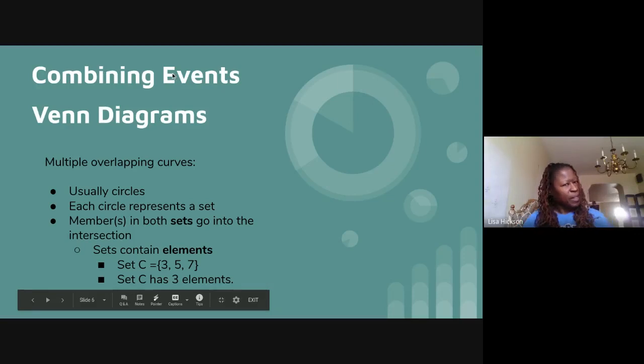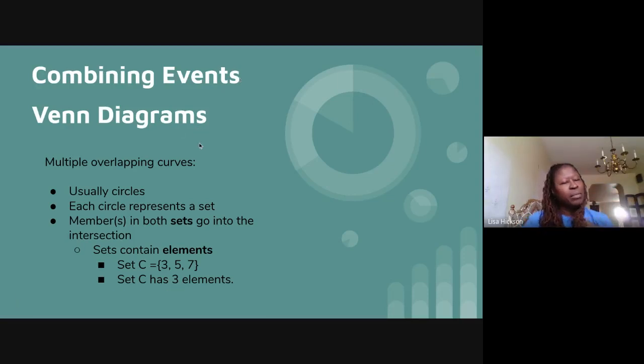All right. So again, our topic is combining events. Venn diagrams are multiple overlapping curves, usually circles. Each circle represents a set. Sometimes the set will be an animal, like we just saw, bats and birds. But for math, a lot of times it's going to be numbers. So that means a set can have one element. The members or the elements in both sets go in the intersection.